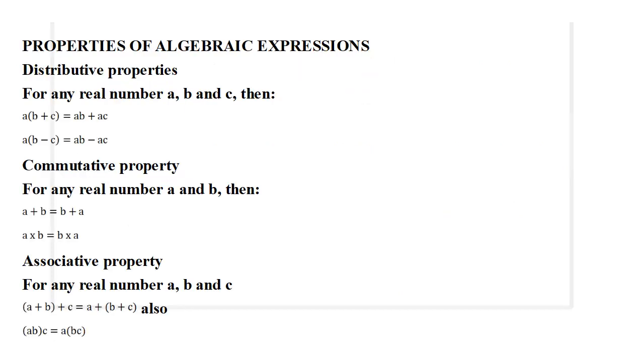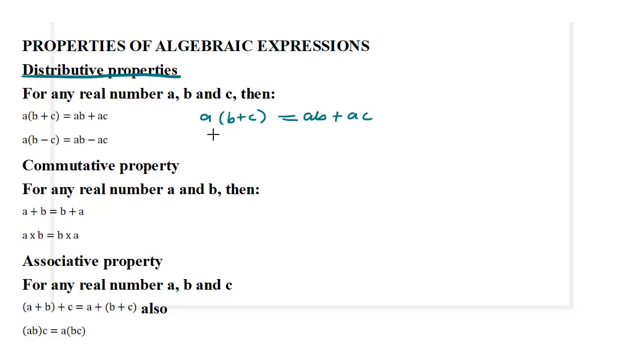Properties of algebraic expression. Understanding these properties would actually help in solving or simplifying algebraic expression or equation. So number one, we have what we call the distributive property. For any real numbers a, b, c, the following holds. If you have a into bracket b plus c, you can distribute a to b and c. So a times b will give us ab. Then a times c, because this is plus, that will be plus ac. So that is how we got this.